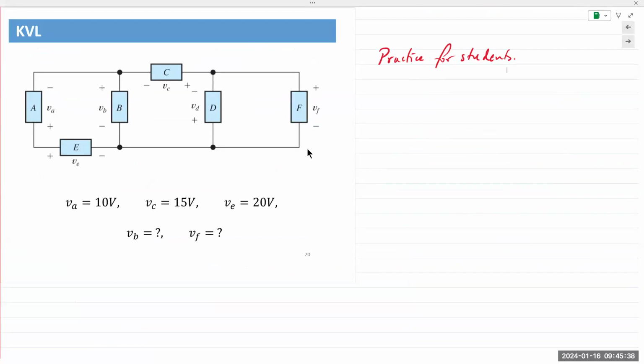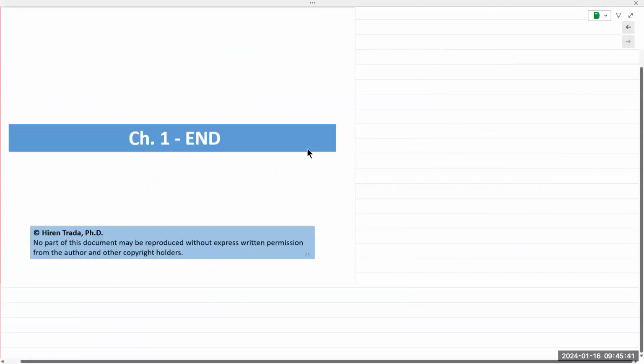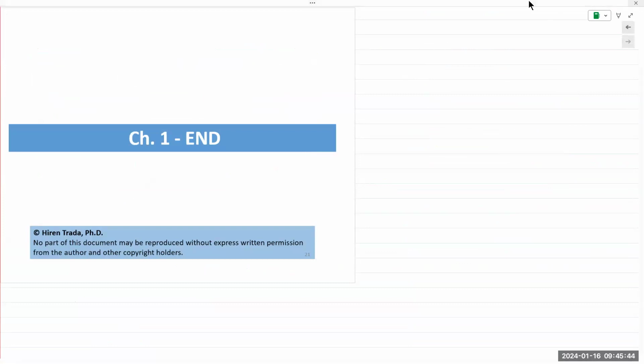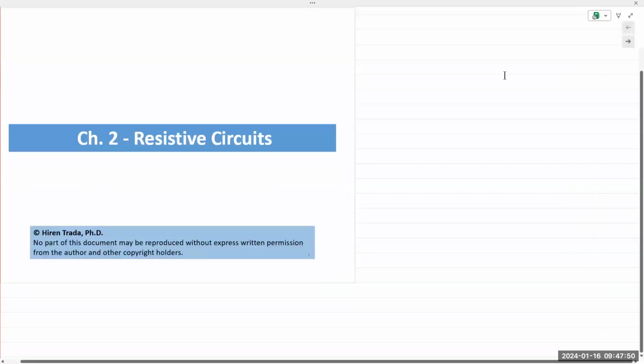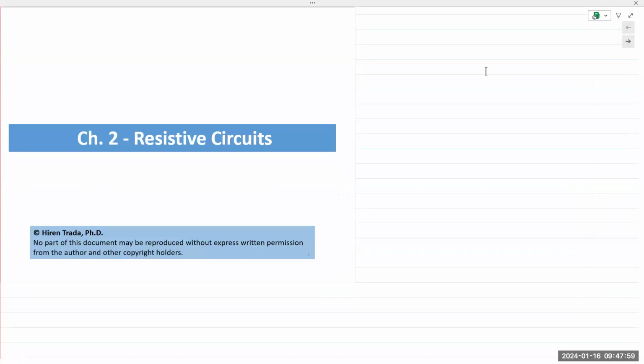Okay. So that is the end of chapter 1. Let's begin chapter 2, which is resistive circuit analysis. Well, by far, I would say, this is the most important chapter for this entire class.